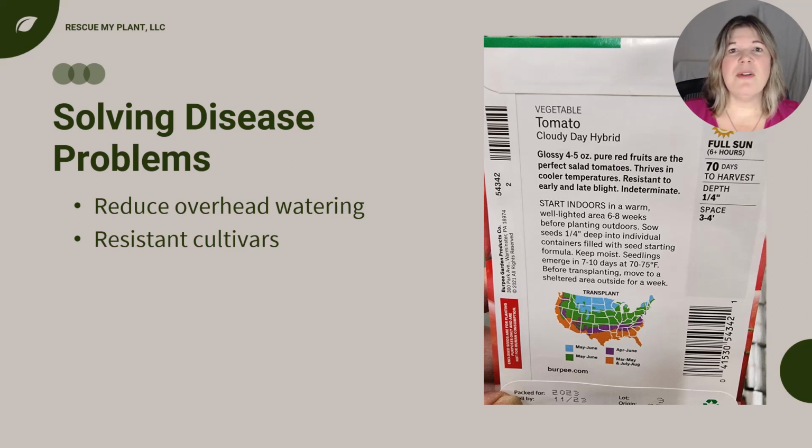For example, notice that this packet of Cloudy Day hybrid tomatoes is resistant to early and late blight. So if you've had that problem previously, then this would be a good cultivar to grow.